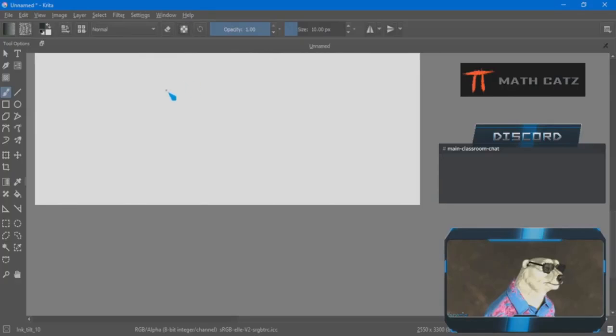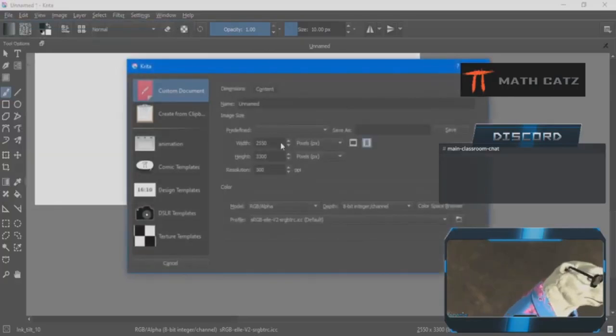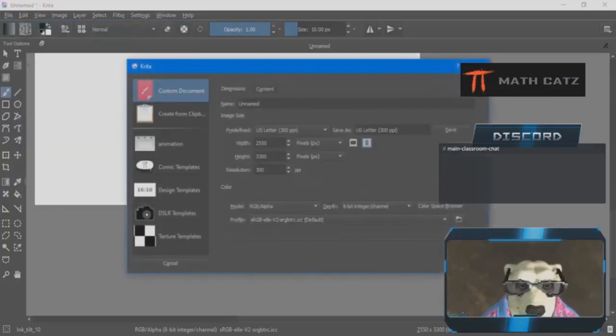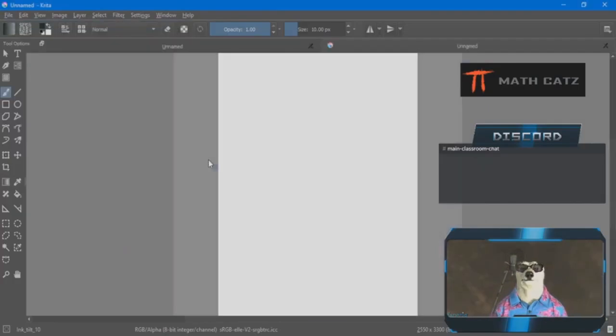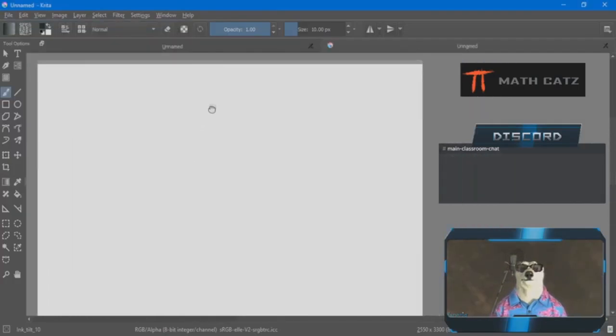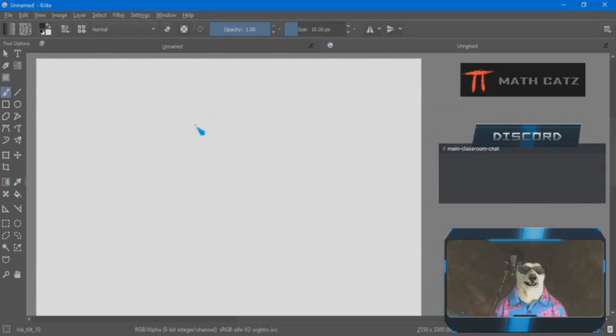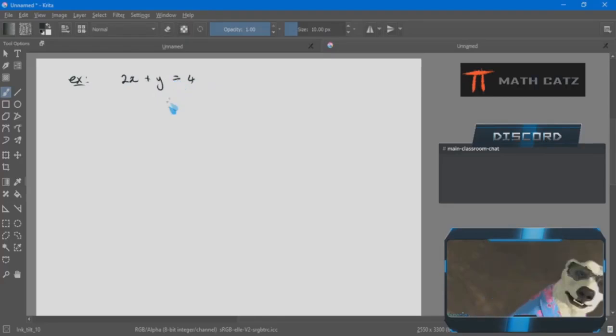Can I squeeze it in here? I don't want to. Let's make a new page. My example is not something in the problem book yet. I'm just making one up: 2x plus y equal to 4. A linear equation because it fits that general form.